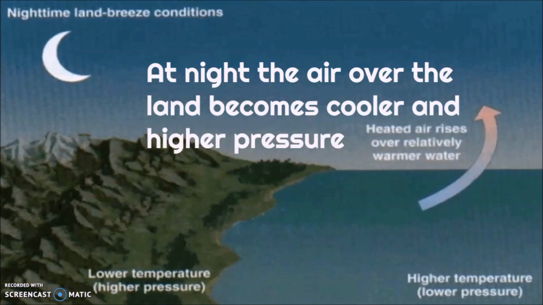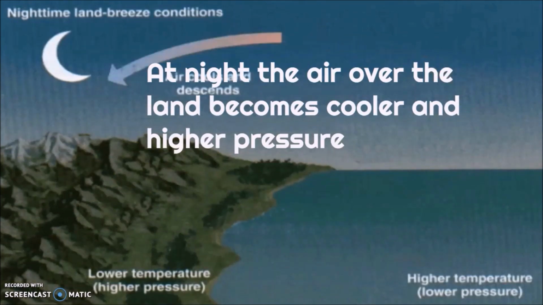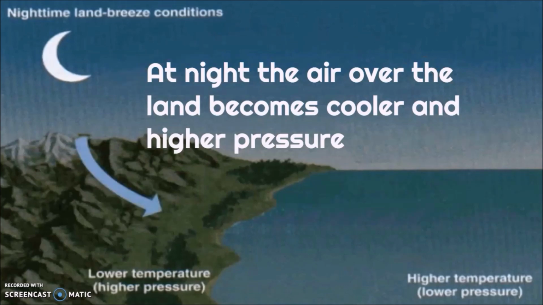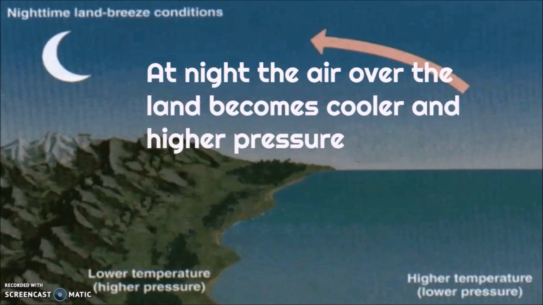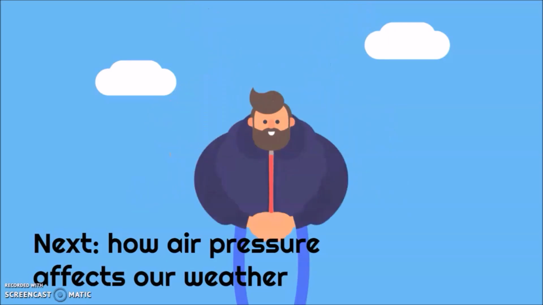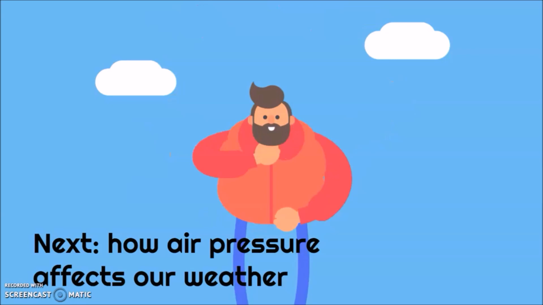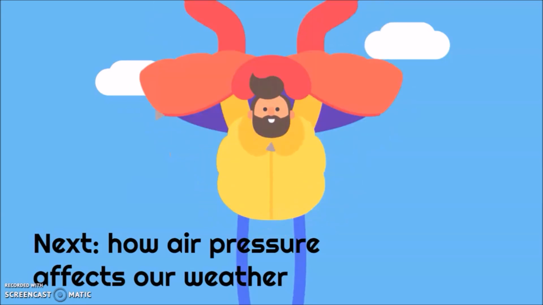The air over the land will become cooler than the water, becoming higher pressure and moving onto the water. Then it's going to warm up over the water, rise up, and then flow back over the land. That's all you need to know for today. Next, we'll discuss how air pressure affects our weather.